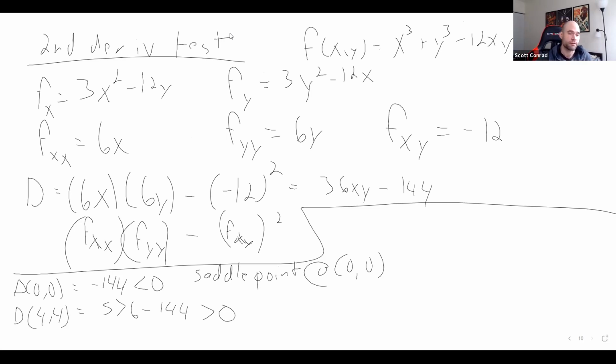So now we need to check f sub xx at (4, 4). f sub xx at (4, 4) is 6 times 4, which is 24, which is positive. So the discriminant's positive, so we know it's a local max or local min, and we need to check f sub xx there. We see that f sub xx is positive, and positive is like concave up. So we have a local min at (4, 4).